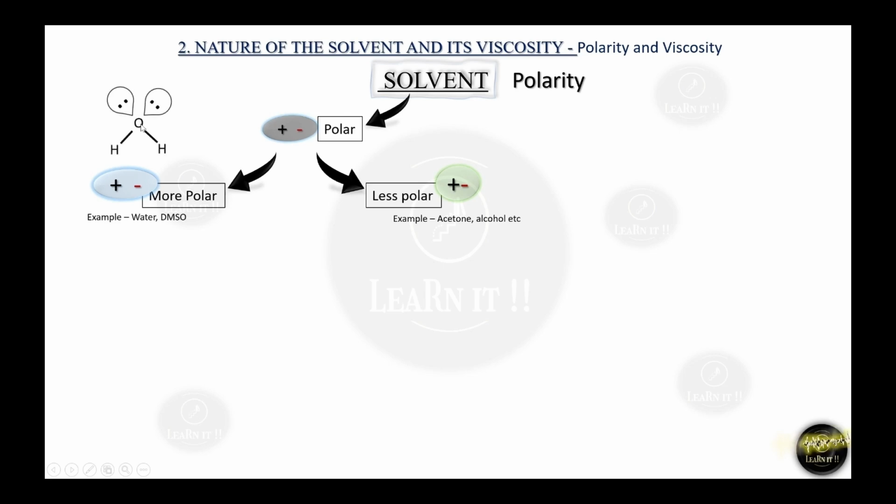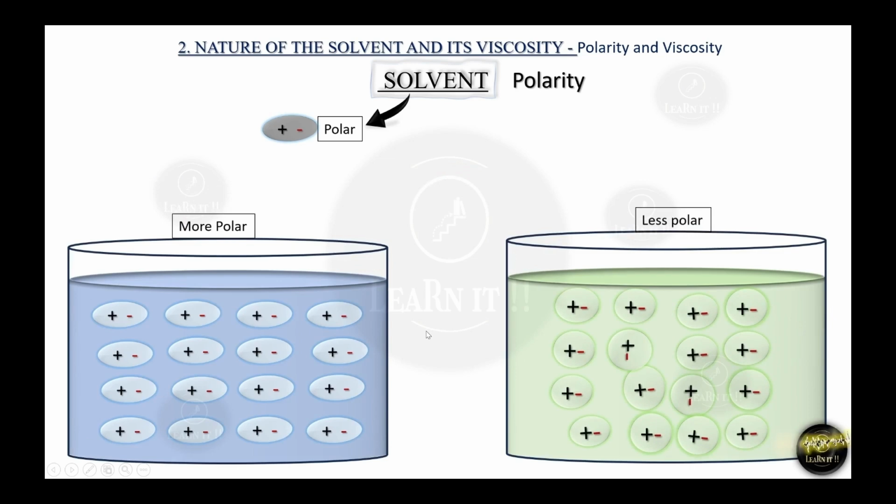Water, in that oxygen is containing two lone pair of electrons. So the density of electrons is more on the oxygen. That's why we indicate negative on oxygen side, and hydrogen side it is positive, because the more density is always on the oxygen. That's why we indicate the other part as positive. So let's take more polar solvent and less polar solvent.